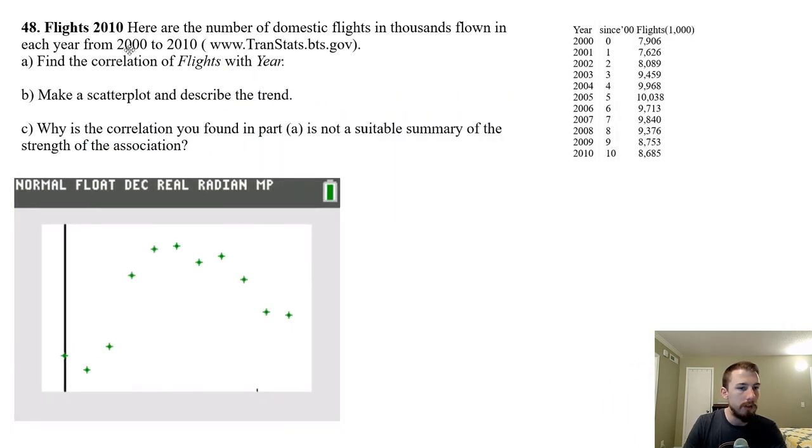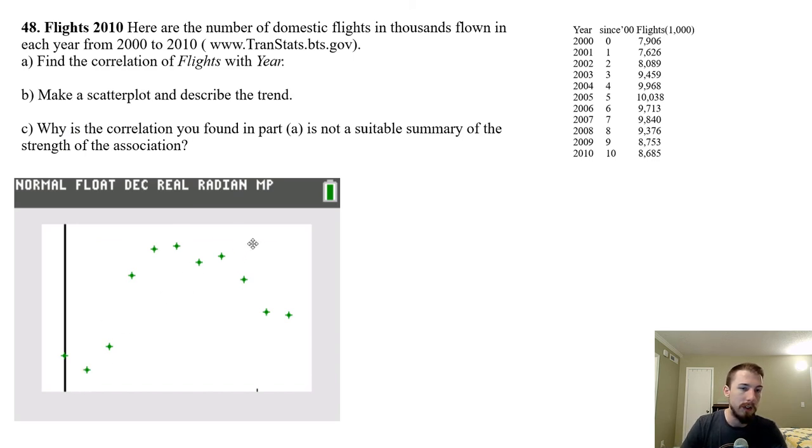All right, so find the correlation between, okay, wait, timeout. Is this appropriate to find the correlation? No. Why? And that's why they were talking about that in part C, because it's not linear in the first place, right? So if we're trying to fit this with the linear model, it's not going to work, okay?